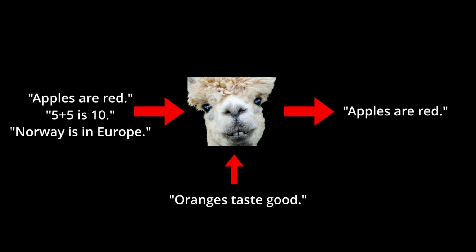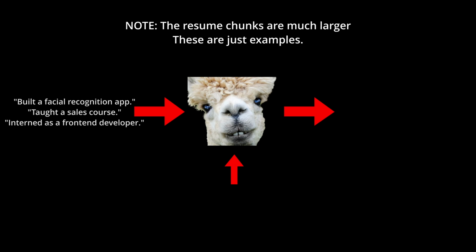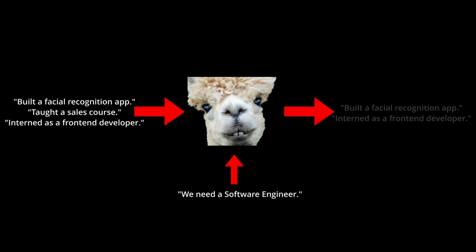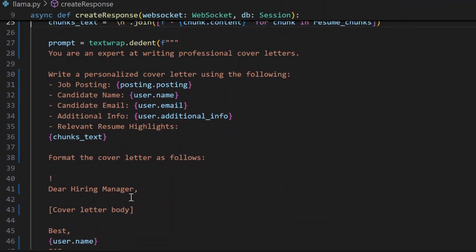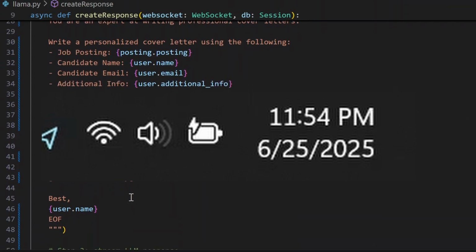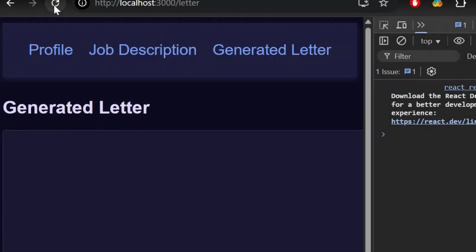The way I used this for my case was by taking the resume and chunking it and then storing it in the database. Then I used the job posting as the query input. This would give me only the relevant resume chunks, which I would then pass to the prompt. Making this obviously didn't take long, and once I had it set up, it was time to reap the fruits of my labor.